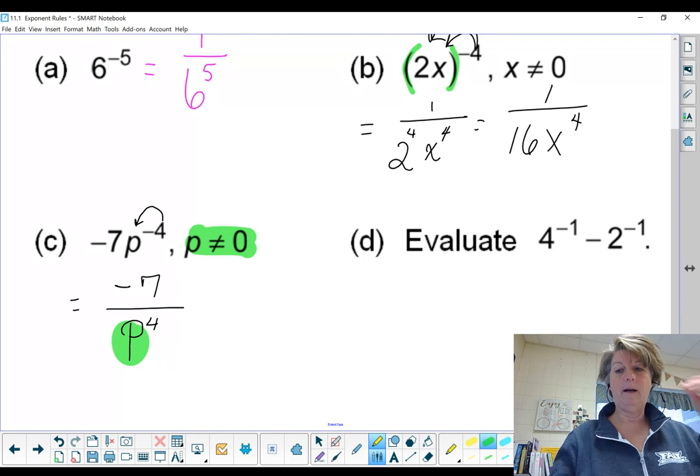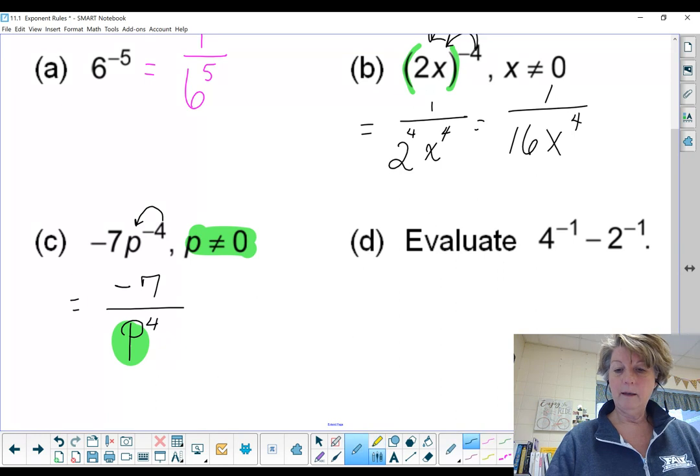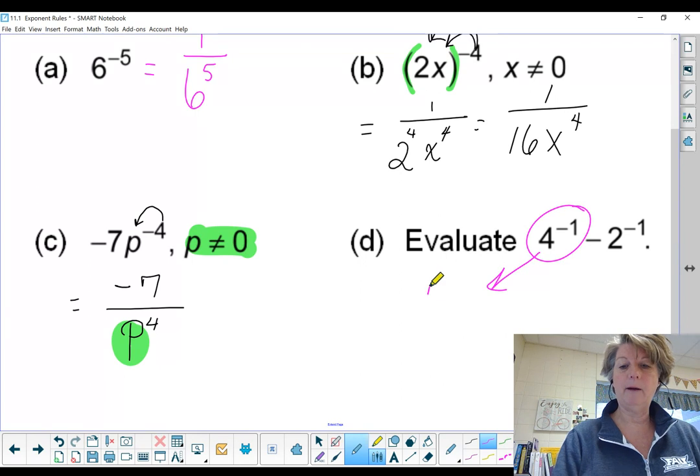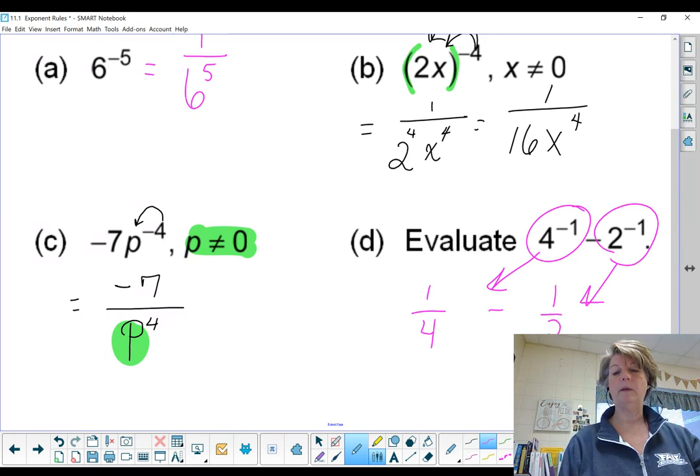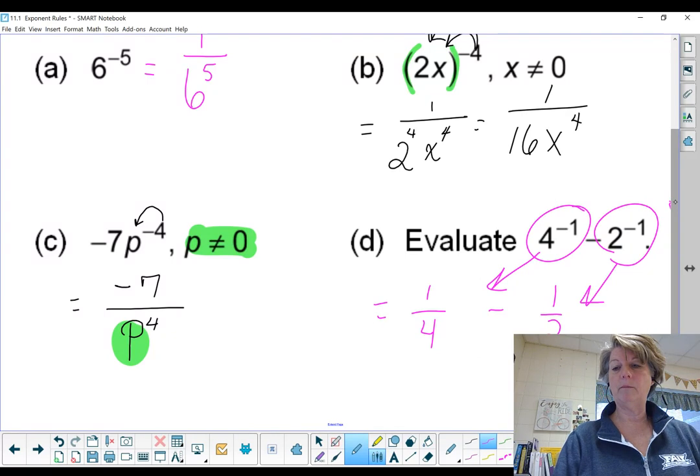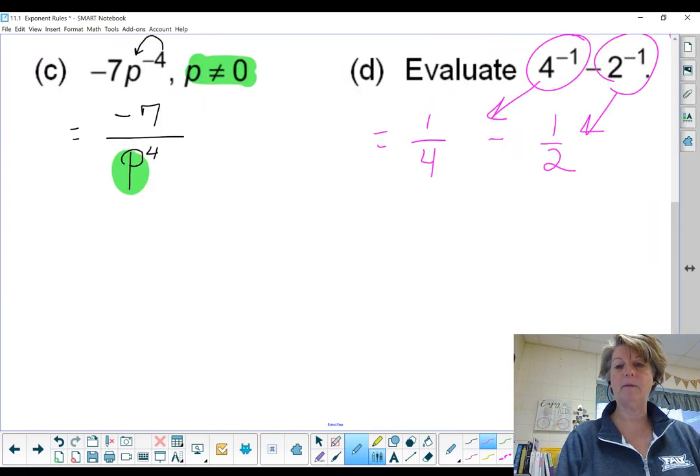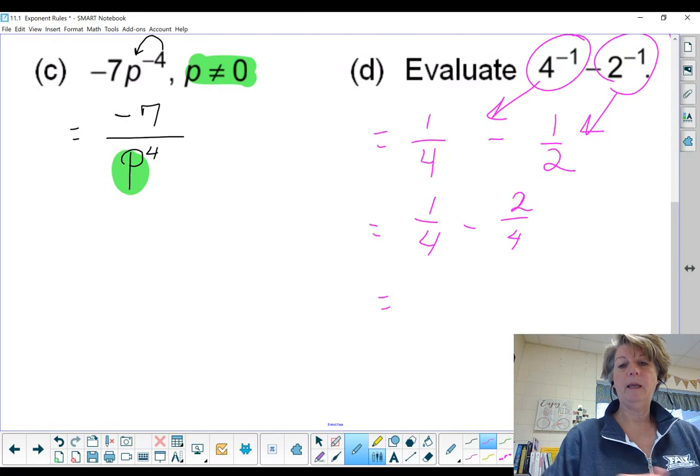All right. D, let's evaluate this one. 4 to the -1. Well, 4 to the -1 we'll write out as 1 over 4. 2 to the -1 we'll write out as 1 over 2. And then we've got the subtraction in between. So basically the problem says I've got 1/4 minus 1/2. I've got to have like denominators in order to subtract fractions. And 1/4 minus 2/4 would give me negative 1/4.